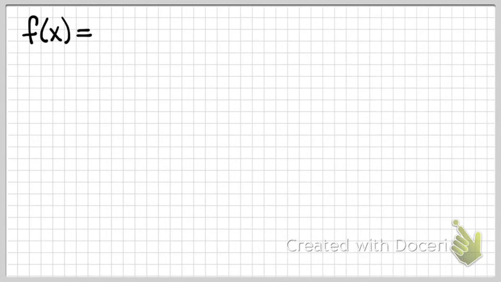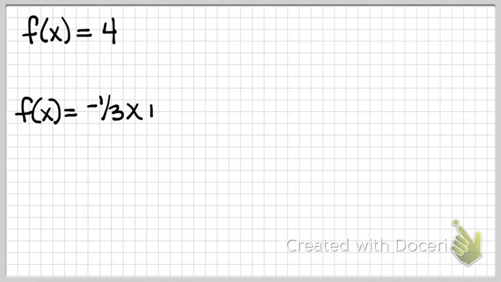So f of x equals 4. Now, you don't need to do a parent table transformation for these 2. Go ahead and graph both of those and state the domain and range. And you do not need to tell me the transformations. So all I need you to do is graph it and state domain and range.